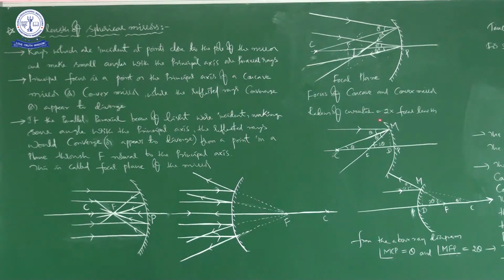What is radius of curvature? Radius of curvature is the distance of center of curvature from pole onwards. Radius of curvature is the distance of center of curvature from pole, right?